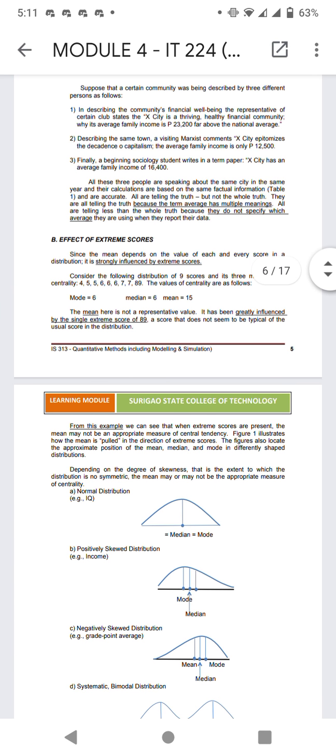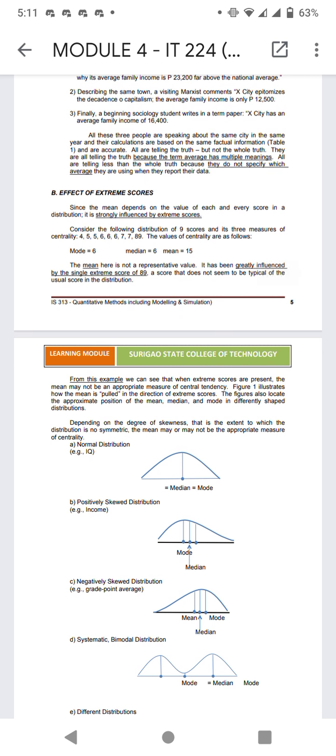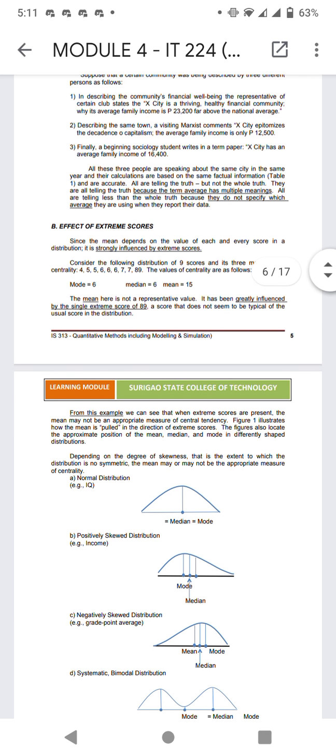Next, the effect of extreme scores, using skewness. Since the mean depends on the value of each and every score in a distribution, it is strongly influenced by extreme scores. Consider the following distribution of 9 scores: 4, 5, 5, 6, 6, 6, 7, 7, 89. The values of centrality are as follows.